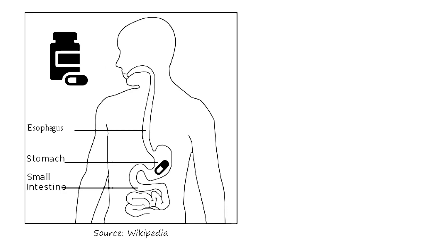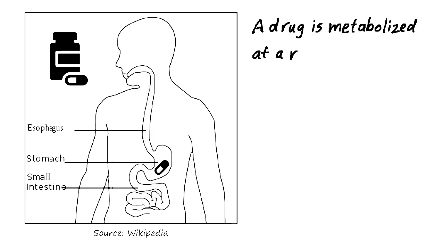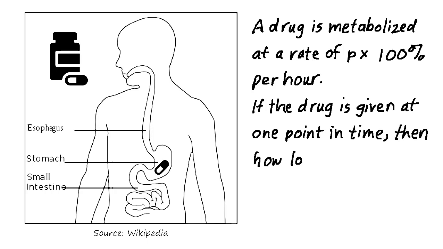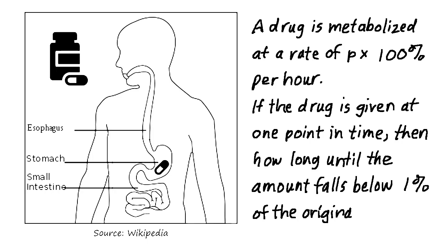Here's our first scenario. Suppose a drug is administered orally to a patient. Suppose also that the patient metabolizes the drug at a rate of p times 100% per hour. Assuming the drug is administered at one and only one point in time, how long will it take for the amount of drug in the patient's system to fall below 1% of the original dose? Let's use a differential equation to model this problem.